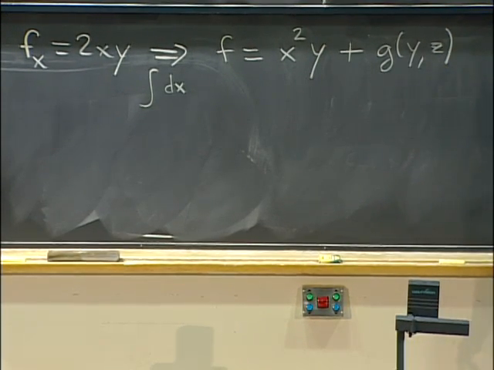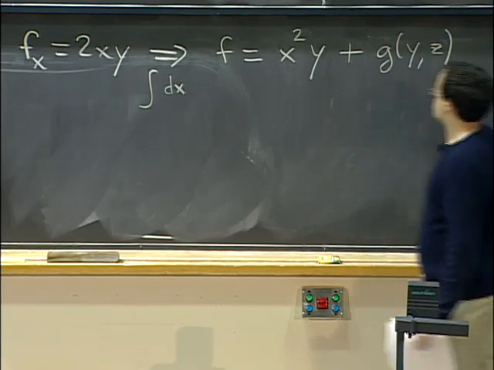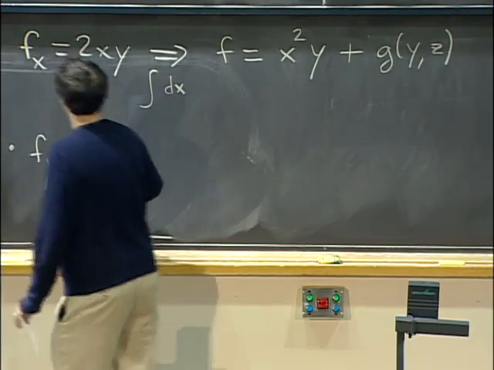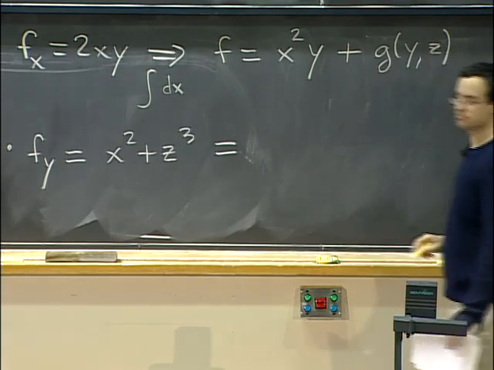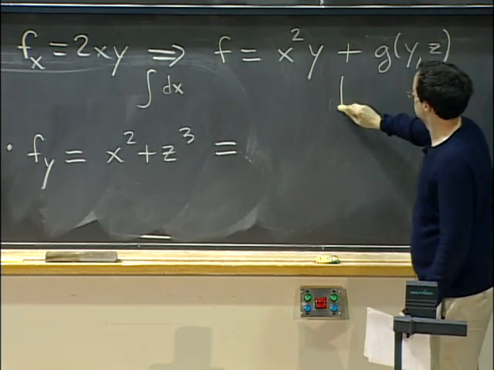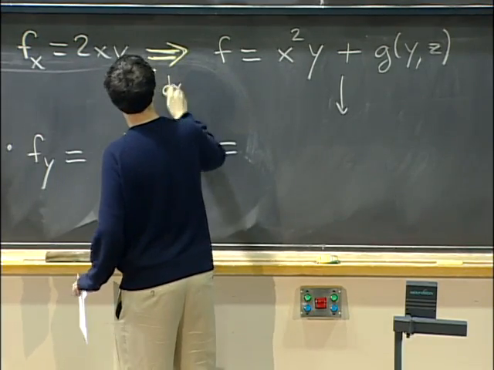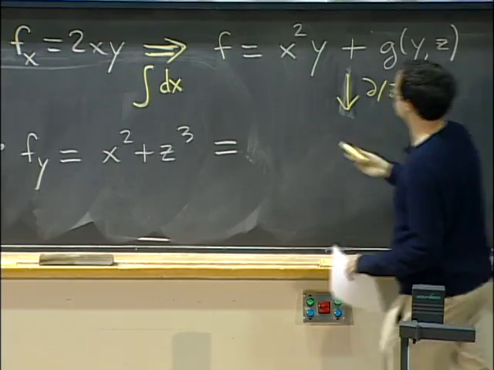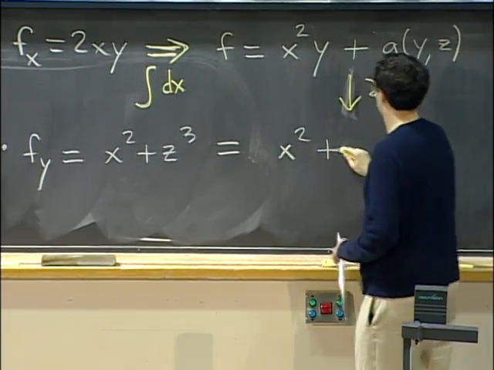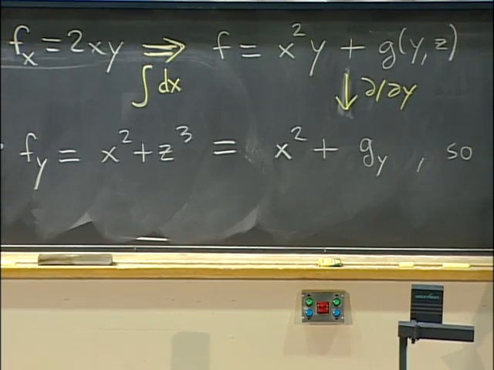So that's the first step. Now we need to get some information on g. How do we do that? Well, we look at the other partials. So f sub y, we want that to be x squared plus z cubed. But actually we have another way to find it, which is starting from this and differentiating. So let me try to use color for this. Okay, so now if I take the partial of this with respect to y, I'm going to get a different formula for f sub y that will be x squared plus g sub y. Well, if I compare these two expressions, that tells me that g sub y should be z cubed.